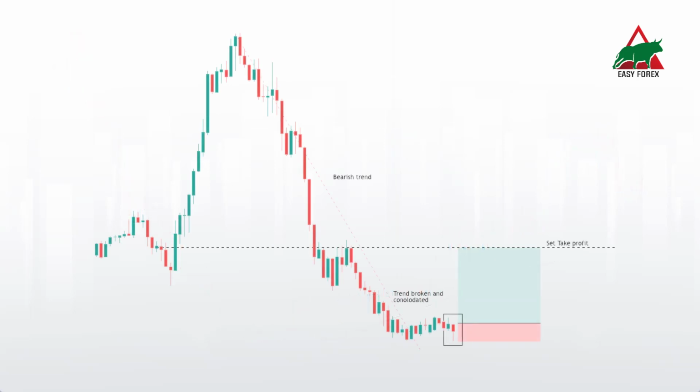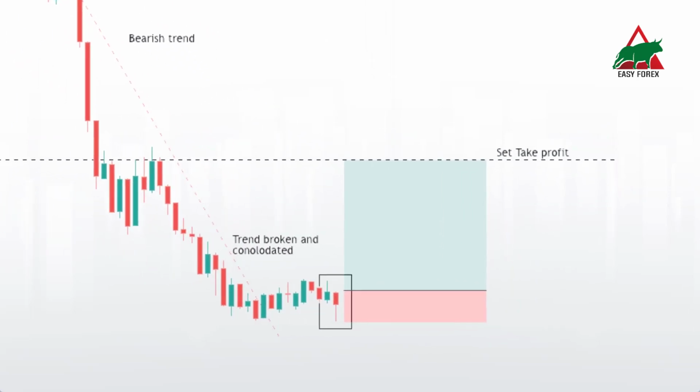3. Set the stop loss. Once the hammer candlestick has formed and the signal is validated, you need to set your stop loss 1 or 2 pips beneath the lower wick of the candlestick, as you can see in this market movement.